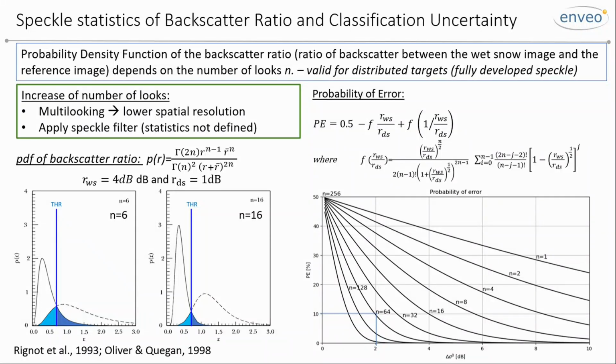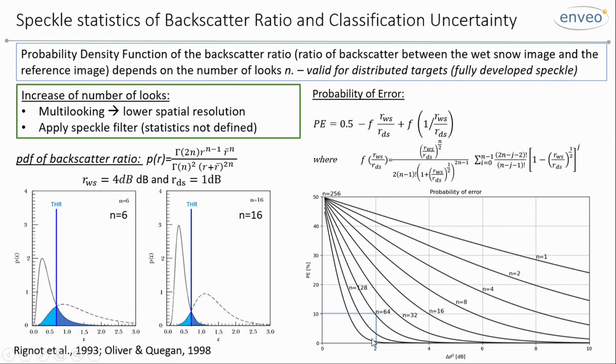You can just look it up. You cannot avoid this. This is in the nature of the system. This is speckle. If you go to a soccer field and observe it with SAR, then 20% of the pixels are just wrong. They are not wrong. This is the nature of the system.